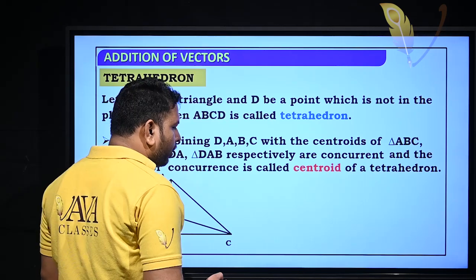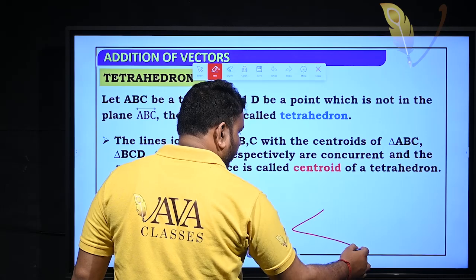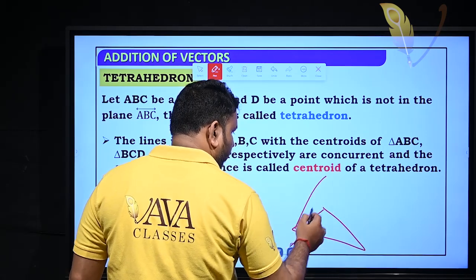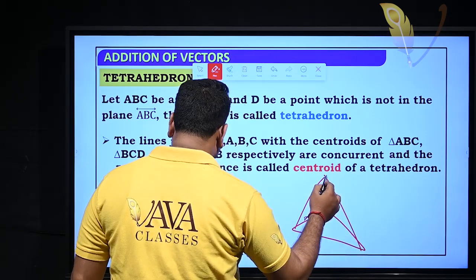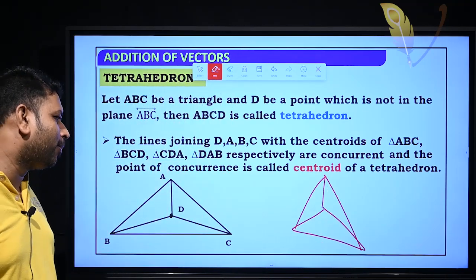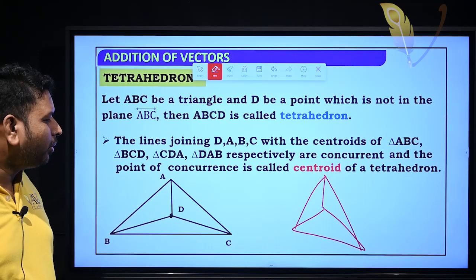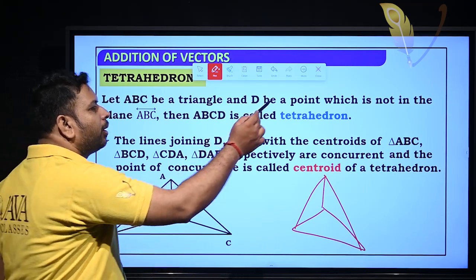That is a three-dimensional object. It is a three-dimensional object where it has four faces and all faces are triangles. Okay.